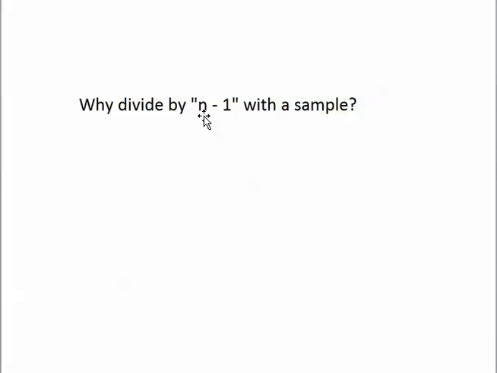So what that adjustment does is it raises the variance and standard deviation so that they come out to bigger numbers. And what that does is it raises those numbers up higher so that they're closer to the variance and standard deviation of the entire population, and they more accurately estimate the variance and standard deviation of the entire population.